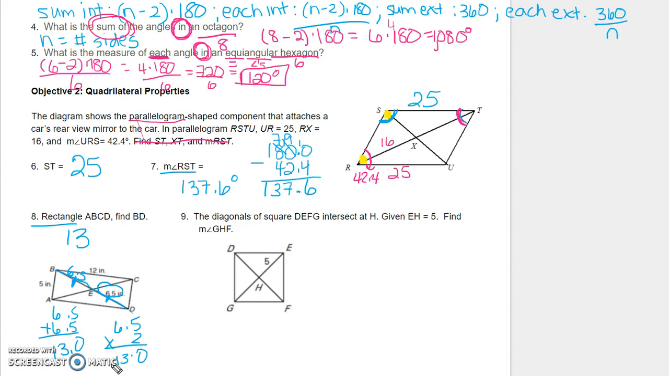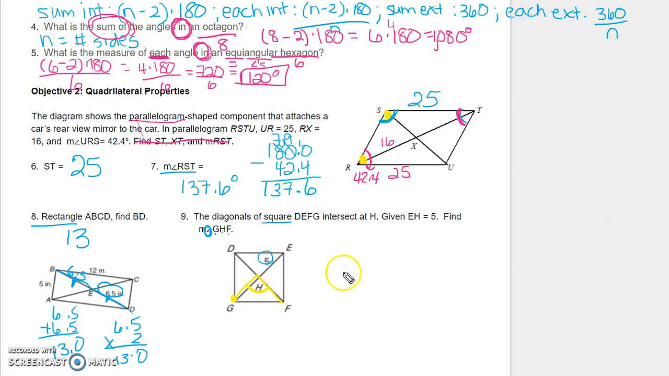Number 9, the diagonals of a square intersect at H. Given EH is 5, find the measure of angle GHF. When you're finding an angle, here's that angle symbol. I start at G, move to F, and end at H. So I'm really talking about starting here at G, moving to H, and ending at F. So I'm talking about this angle here.